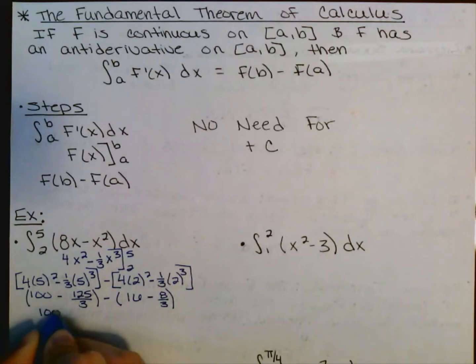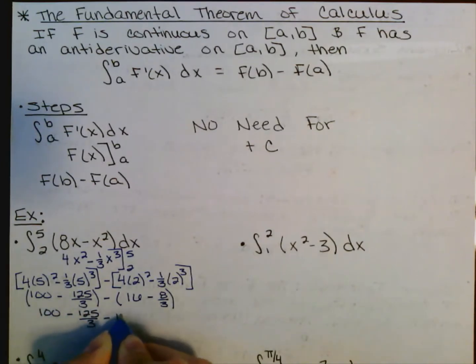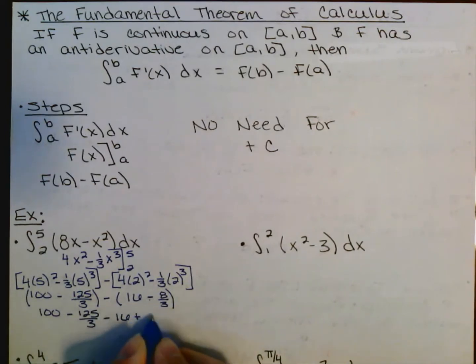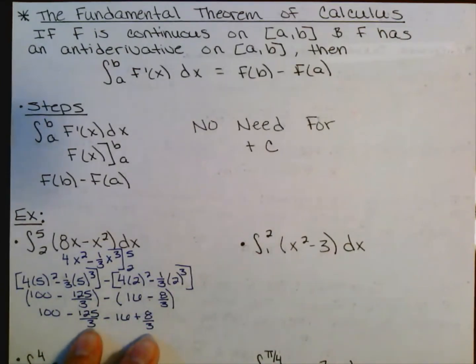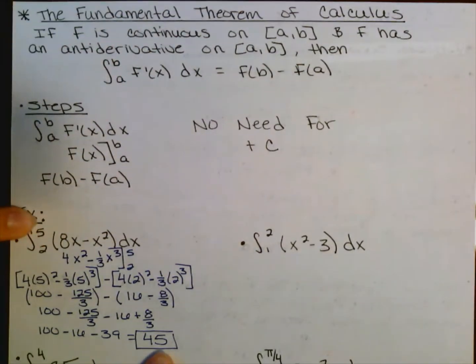So I have 100 minus 125 over 3 minus 16, and the negative makes plus. Biggest mistake in these questions is people forgetting to distribute that negative over here and changing that sign. If I combine these two fractions, I get a negative 39. So I'm really working with 100 minus 16 minus 39, which gives me 45. So 45 units is the area under this function from 2 to 5. Okay? Let's try another one.